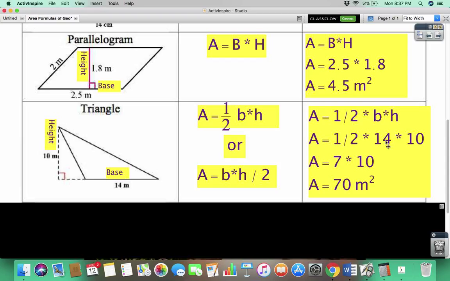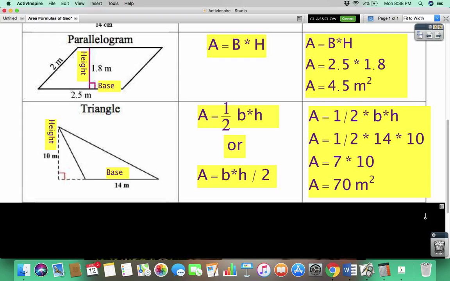So half of 14 times 10. So think to yourself, okay, what's half of 14? Well, half of 14 is 7. So I need to do 7 times 10. 7 times 10 is 70. And then our unit is meters squared. All right, guys. So that's about it.